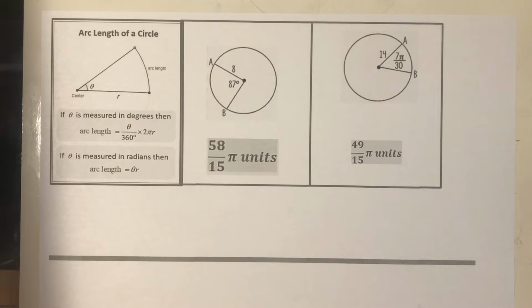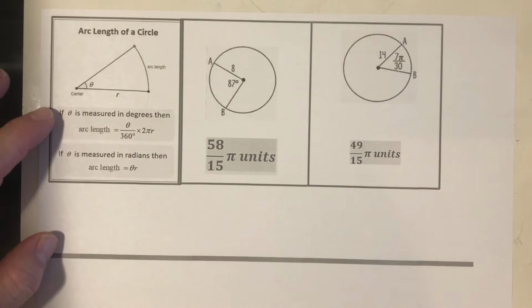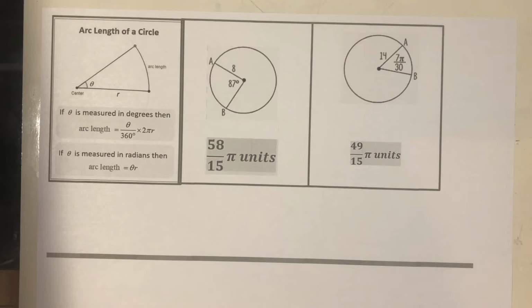Okay, let's look at finding arc length again. So remember, if the central angle is measured in degrees, then arc length is the central angle that intercepts the arc over 360 times the circumference, which is 2 pi r. Okay, guys? And then if it's measured in radians, then all you've got to do is multiply the central angle that intercepts the arc in radians by the length of the radius.